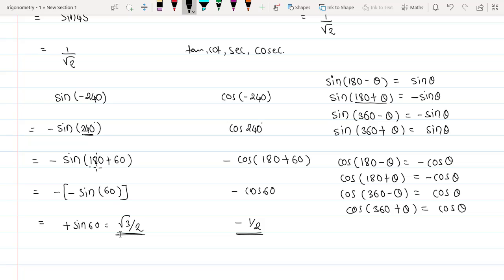360 minus theta is lying in the fourth quadrant, so in the fourth quadrant again the sign is negative, that's why I have given the minus sign. 360 plus theta means what, one revolution is complete, then it comes again into the first quadrant, so in the first quadrant again the sign is positive. So in this way you can have these formulas.